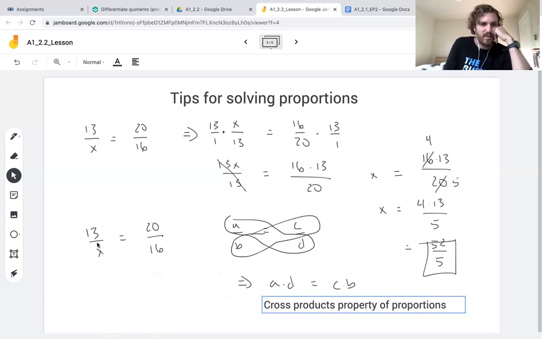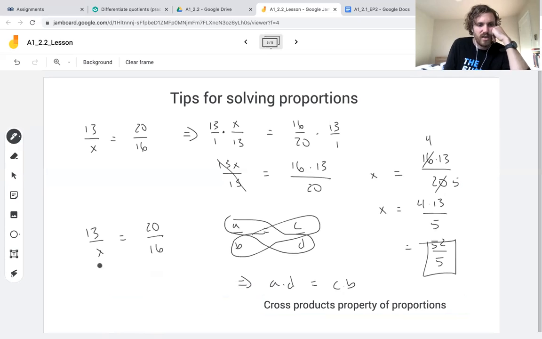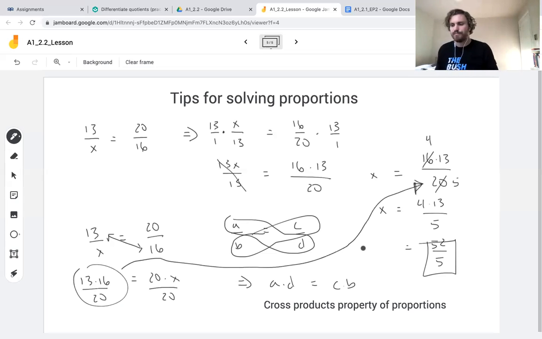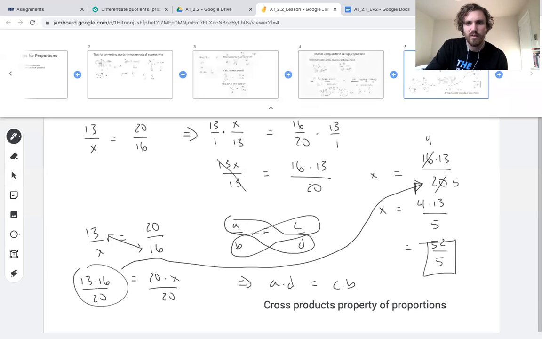And so for this example, what we could do is simply say that 13 times 16, so I'm multiplying these two, has to equal 20 times x. Now I'm multiplying x by 20, so to undo that, I can divide by 20, and I should now have the same thing as I had over there. And so I would get the same solution. Okay, so I'm going to show you one more example, and then we're going to be done with this.